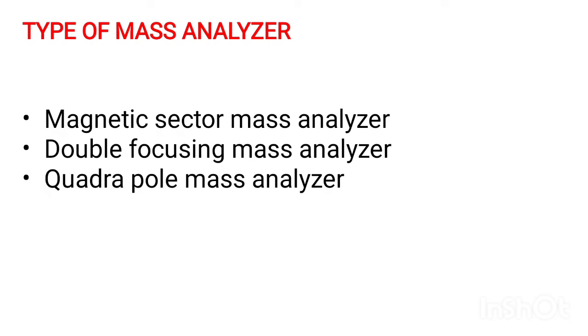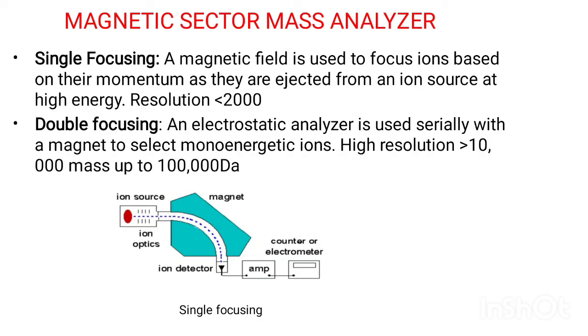Now, what is a magnetic sector mass analyzer? It consists of two types, single focusing and double focusing. In single focusing, a magnetic field is used to focus ions based on their momentum as they are ejected from an ion source at high energy. The resolution is greater than 2000. In double focusing, an electrostatic analyzer is used serially with the magnet to select monoenergetic ions, giving high resolution, up to 10,000, and mass up to 1 lakh Dalton.